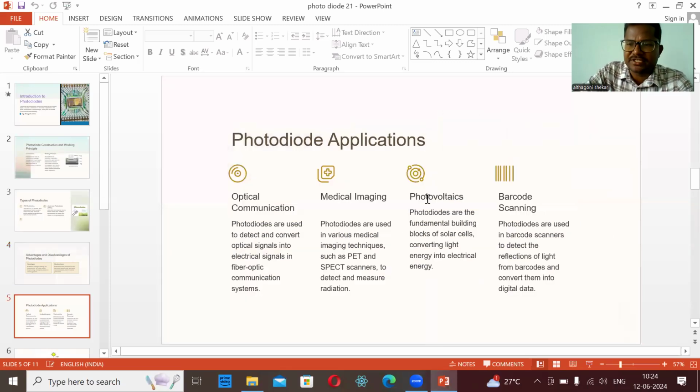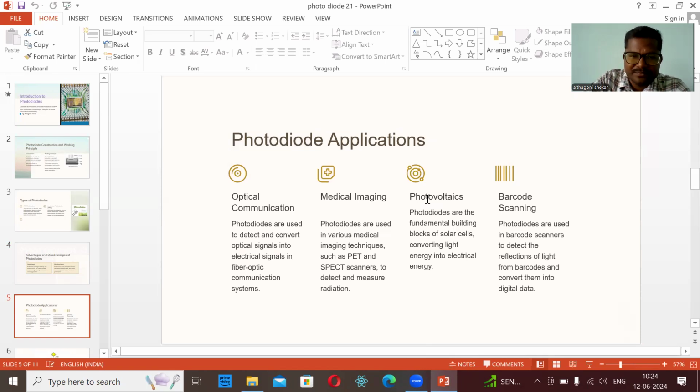Photodiode applications, the main applications of the photodiode. First is optical communication, then medical imaging, photovoltaics, and barcode scanning. Optical communication is used in fiber communication. Photodiodes are used to detect and convert optical signals into electrical signals in optical fiber communication systems.